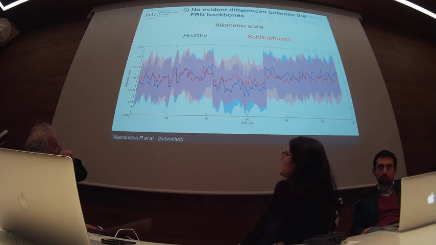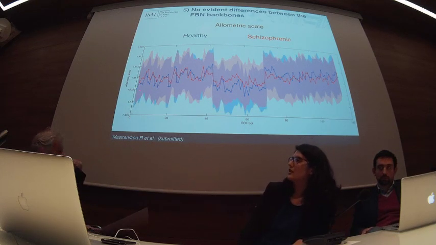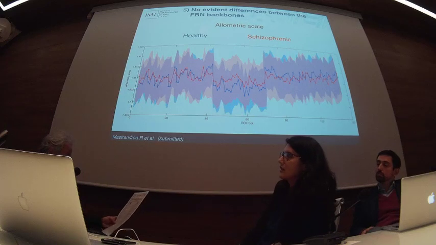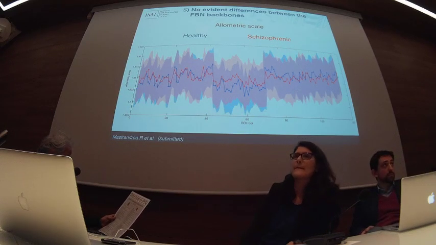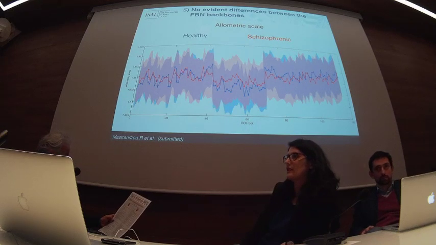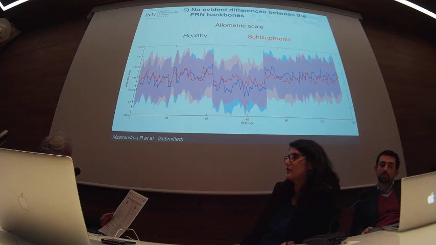Now don't care about the x-axis because it's not important at this moment. What we found is that the allometric scale is around 1.5, so exactly in between the two extreme values. But most importantly, it's impossible to distinguish healthy and schizophrenic subjects at this level. So they both show a chain-like organization in a similar way.